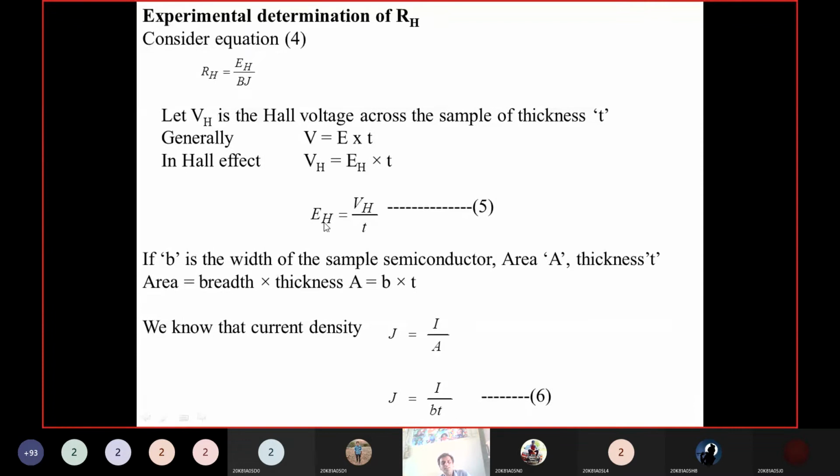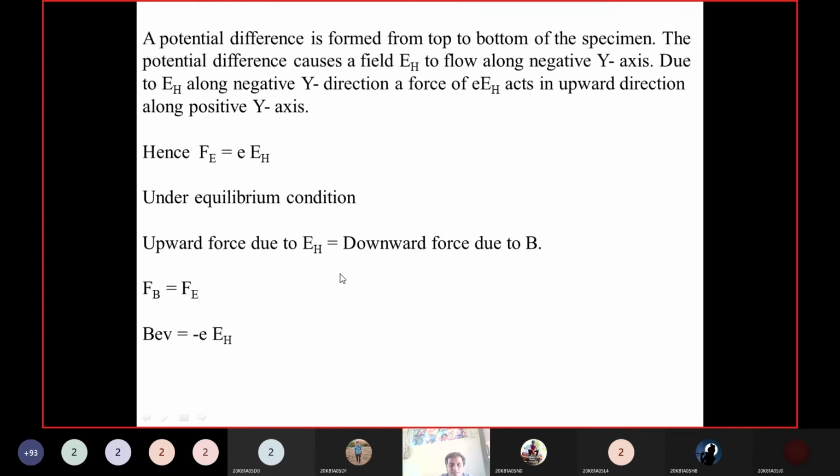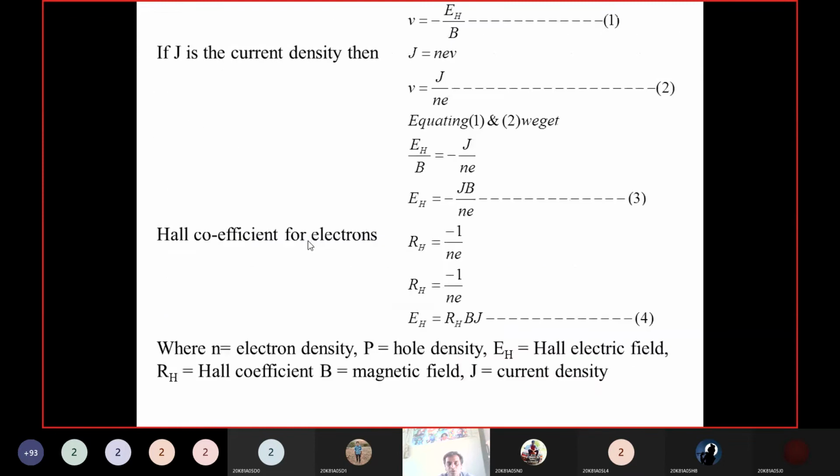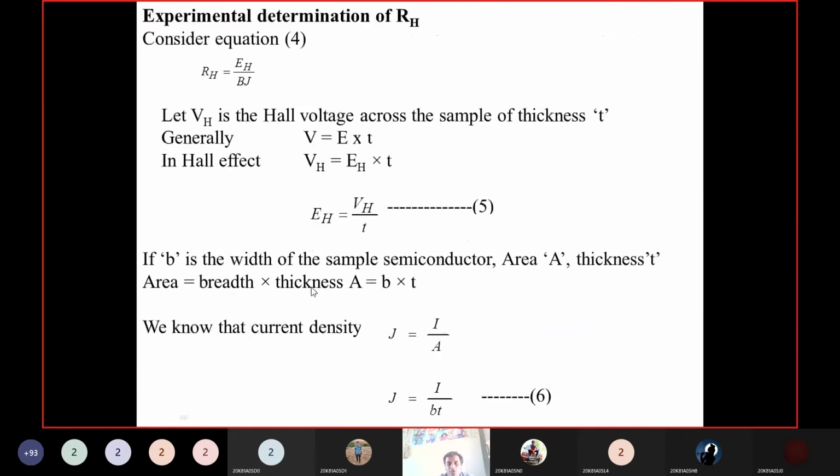Here we have to write T in other terms. For that, let B be the width of the specimen. T is the thickness and B is the width of the specimen. This is three-dimensional, so thickness, width and length will be there. If you want the area, area A is equal to breadth into thickness, so A is equal to B into T.